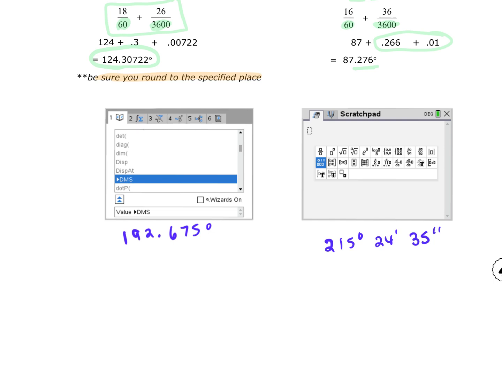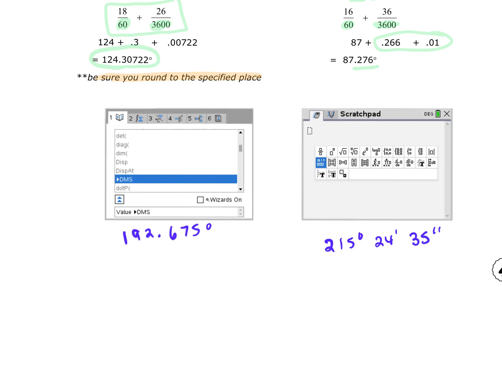Okay, I'm just making these up off the top of my head. To convert, if you notice on the left-hand side, I've got decimal degrees, so I want to convert to degrees, minutes, seconds. You're going to find on your calculator that right there. So let me talk you through how you're doing that.